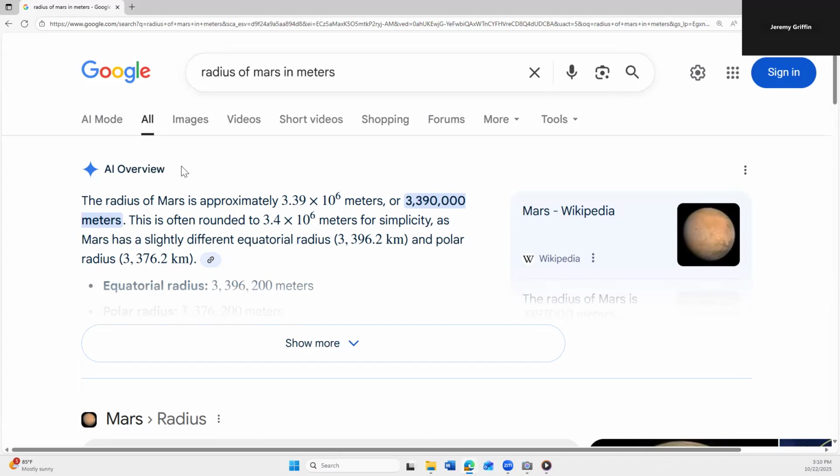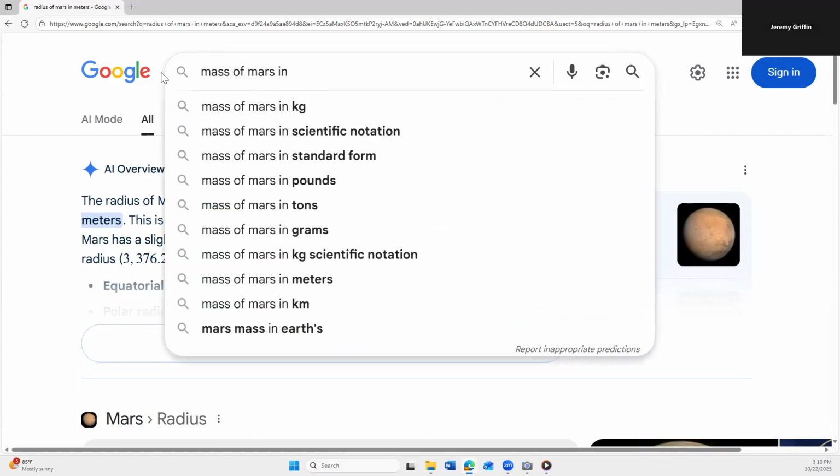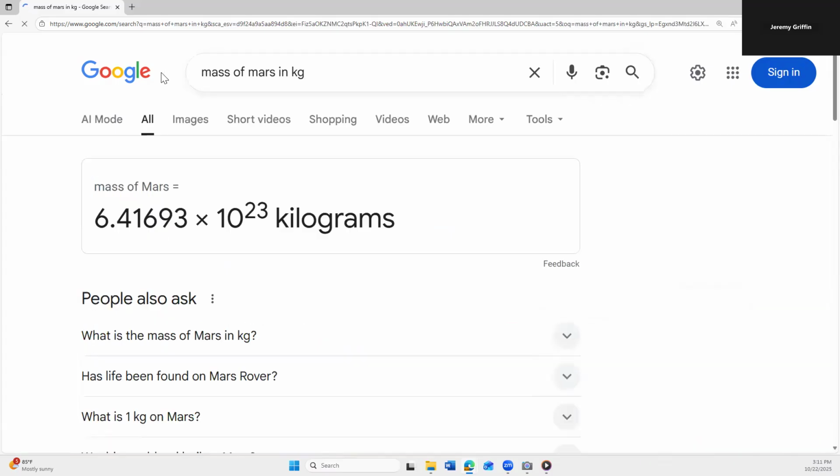Isn't that about half of Earth's radius? Because wasn't Earth 6.38 times 10 to the 6, something like that? What else do we have to know? Yeah, the mass of Mars. And measured in what? Kilograms. Go kilograms. There you go.